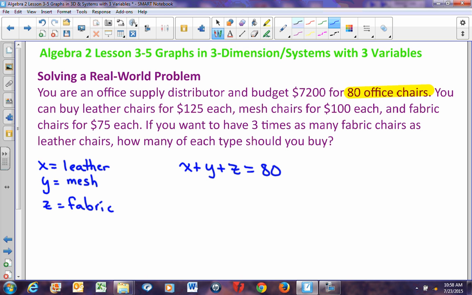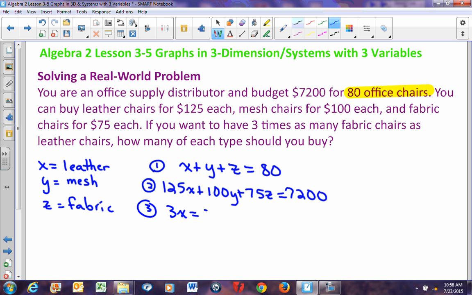One of them is going to be based upon the price of the chairs. Leather chairs are $125 each, so 125x, plus mesh chairs are $100 each, 100y, and fabric chairs are $75 each, 75z, and that's going to be my total budget of $7,200. So here's my second equation. There's one equation, there's 2 equations. Third equation says you want to have 3 times as many fabric chairs as leather chairs. So fabric equals 3 times as many leather chairs, so 3x has to equal z. That's my third equation.